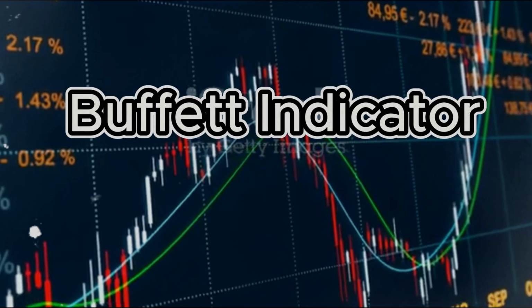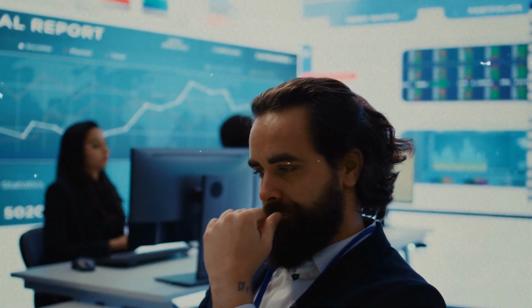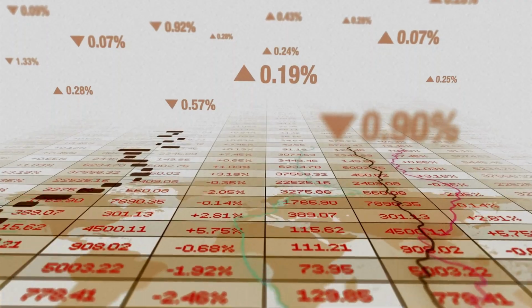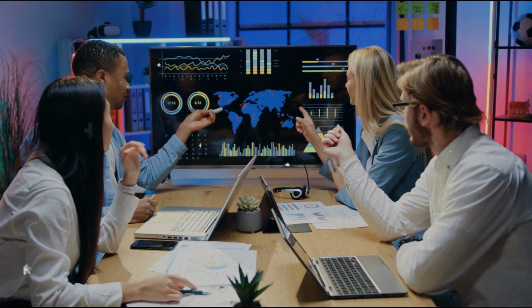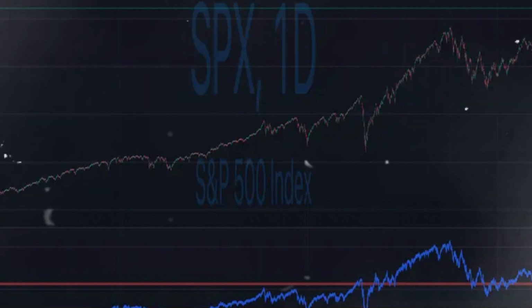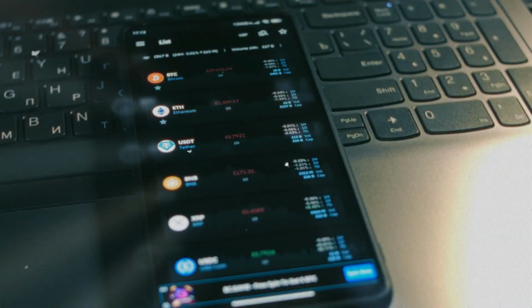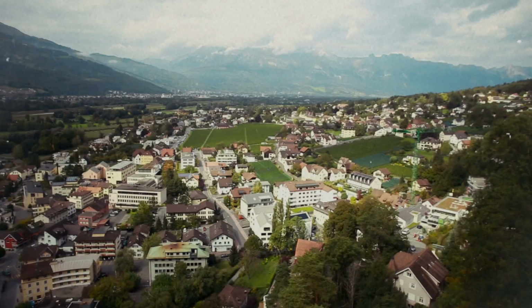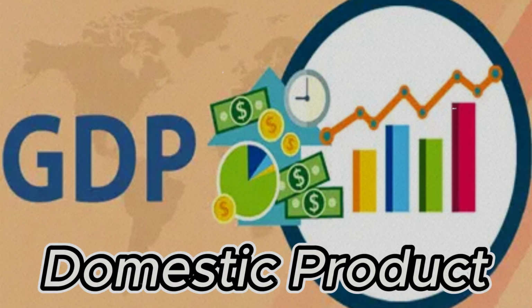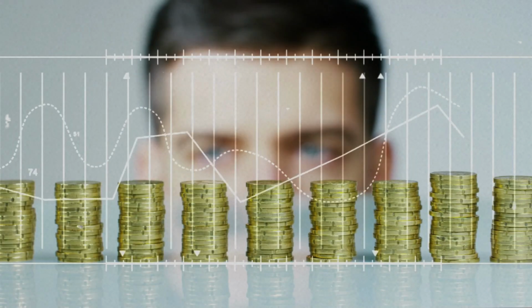What is the Buffett Indicator? The Buffett Indicator, named after the legendary investor Warren Buffett, is a measure often used to assess the valuation of stock markets. Buffett himself described this indicator as... The Buffett Indicator measures the ratio of the total market capitalization of all listed companies in a country to the gross domestic product, GDP, of that country.